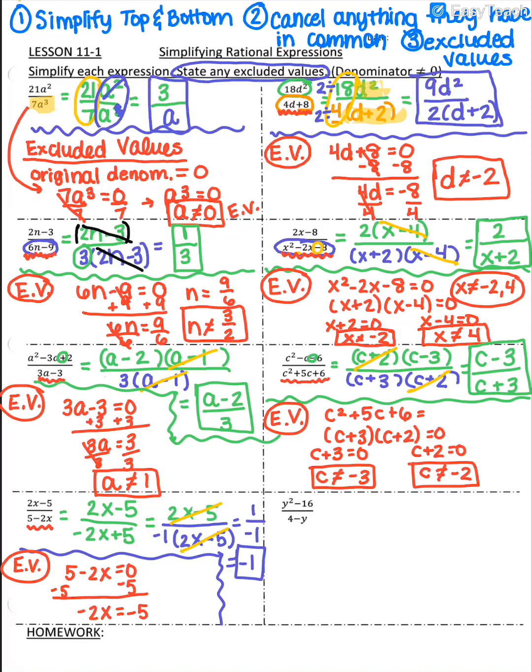And then I'm going to divide both sides by negative 2. So I get x equals negative 5 divided by negative 2. We're just going to leave it as 5 over 2. And we're going to put a line through that equal sign. Okay, so that's my excluded value.